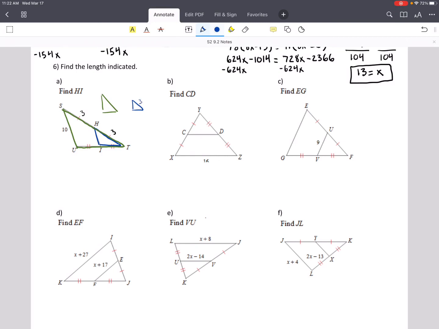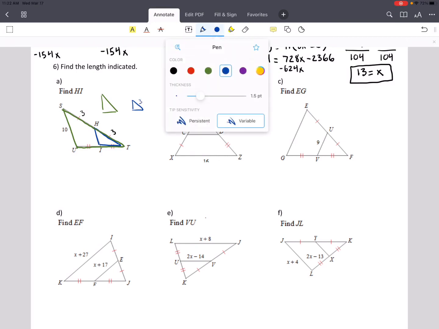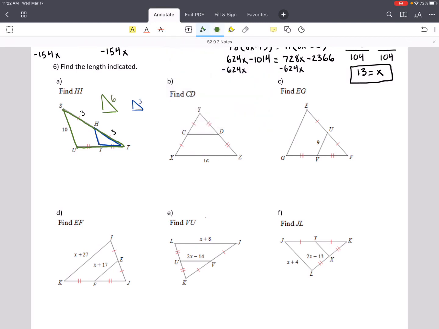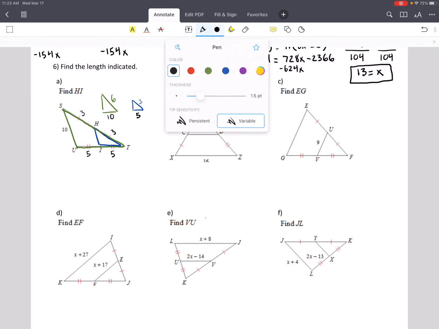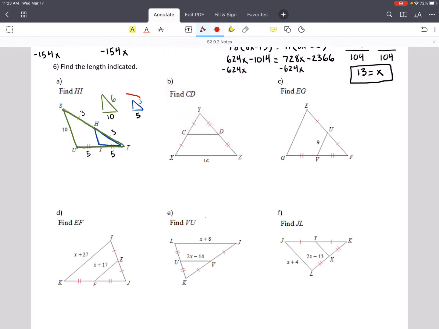If this was 3, well, I have 2 of those to give me that same length on the other one. Let's say maybe this was a 5, and because of those congruent markings, that's also 5. So I'd have a 5, then I have to double it to get 10. Do you see the scale factor at play here? That scale factor is just times 2.